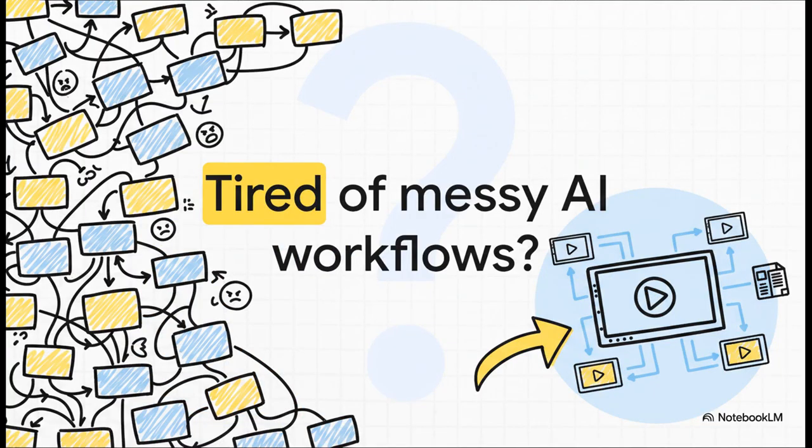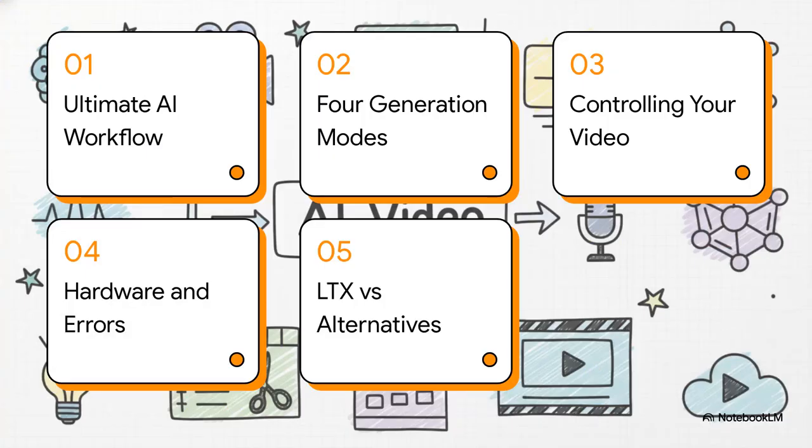You know the struggle. Setting up a video pipeline usually means connecting dozens of complicated wires in ComfyUI, fighting through endless error messages, and constantly swapping out files. Honestly, it's exhausting. But the setup we're looking at today completely flips the script on how we handle local generation. Here's our roadmap for today's explainer. We'll start with the ultimate AI workflow, move into the 4 modes of generation, talk about controlling your video, cover the reality of hardware and errors, and wrap up with a showdown between LTX and the alternatives.